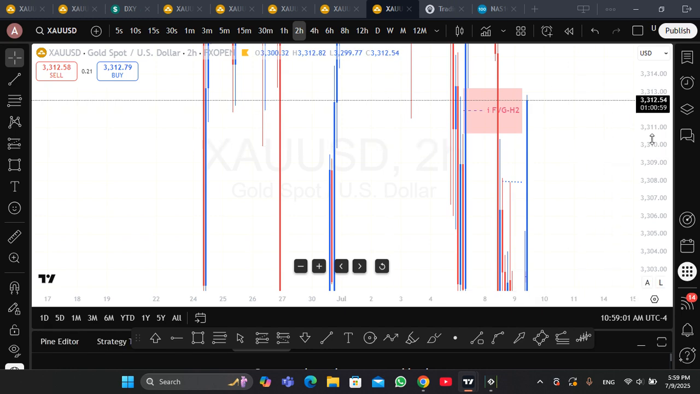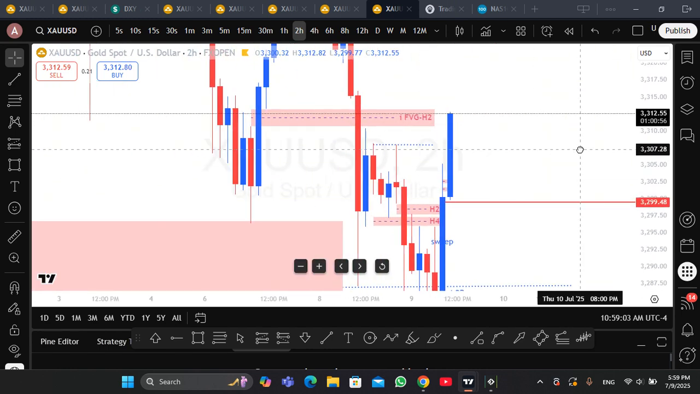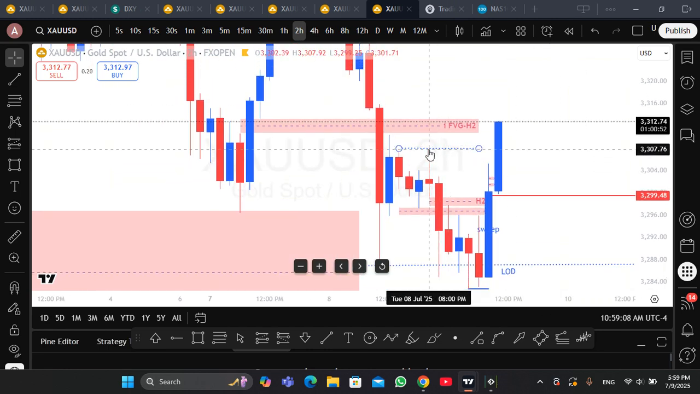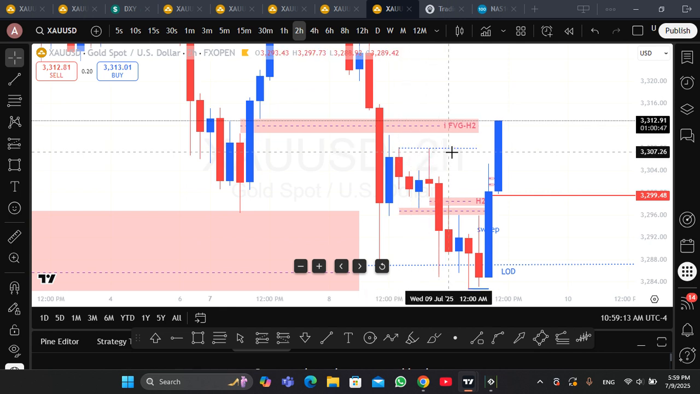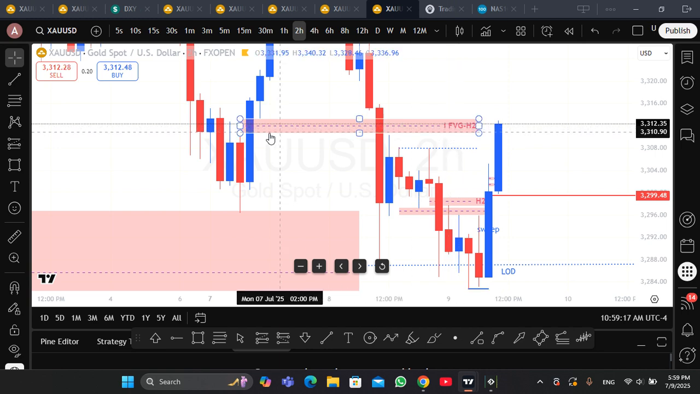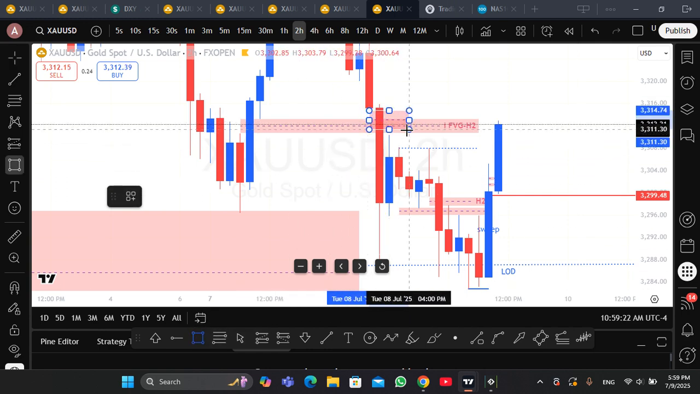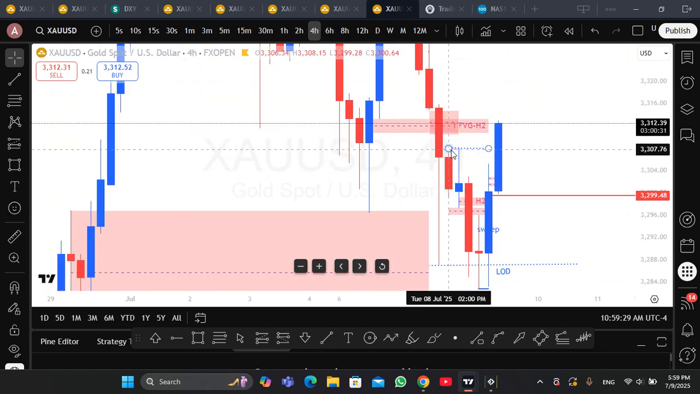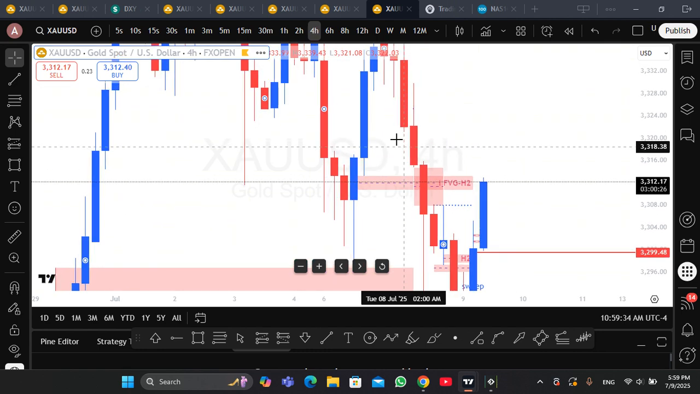I will show you why. In reality, I saw that the price is sweeping this double high, this double top, and then reaching the inverted fair value gap on H2, and also a fair value gap here. This is also a fair value gap on H2 and also on H4. If you can see it, there is also a fair value gap on H4. And this is a big order block.